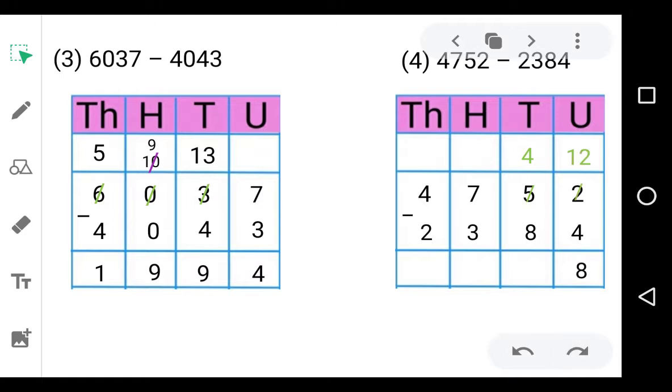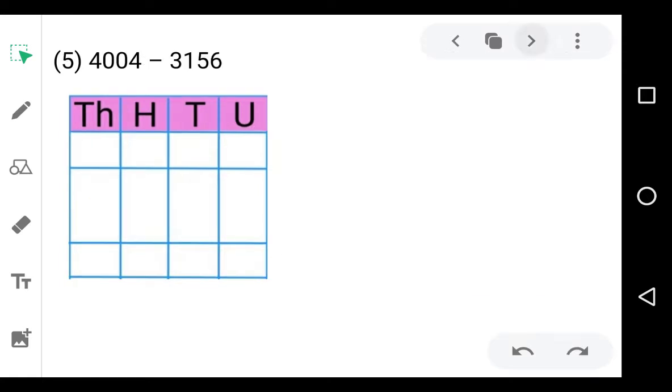12 minus 4, 8. Now at the tens place we cannot subtract 8 from 4. So borrow 1 from the hundred place. At the hundred place 7 will be 6, and at the tens place 4 is 14. 14 minus 8, 6. Now at the hundred place 6 minus 3, 3. 4 minus 2, 2. So here we get the answer 2368. Now see the next one.